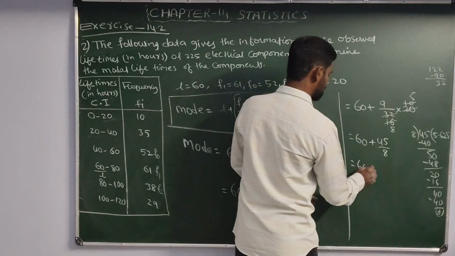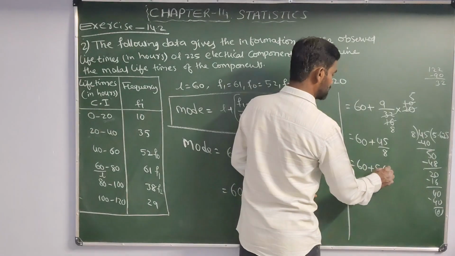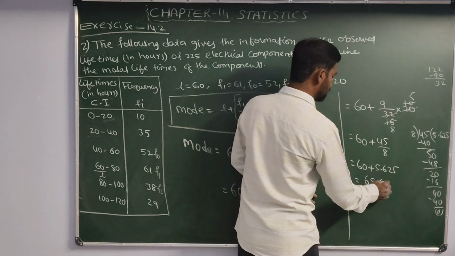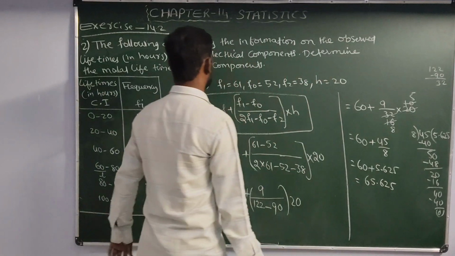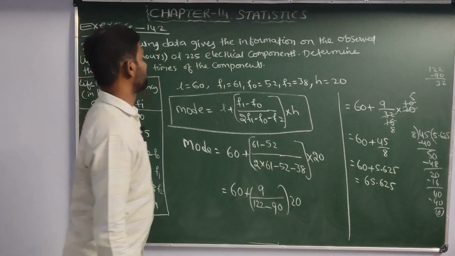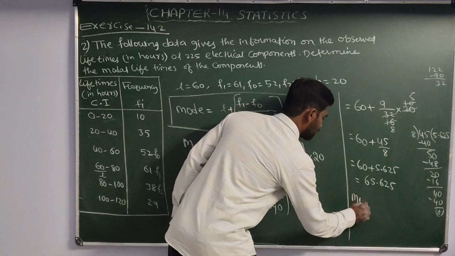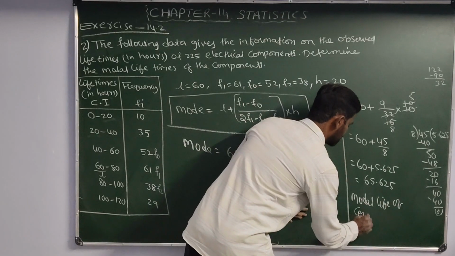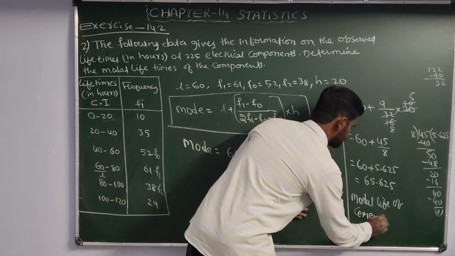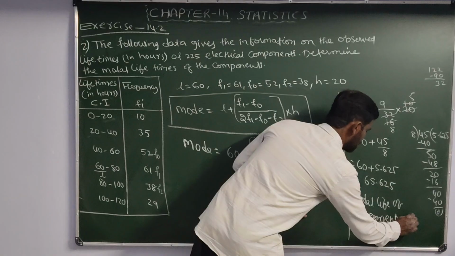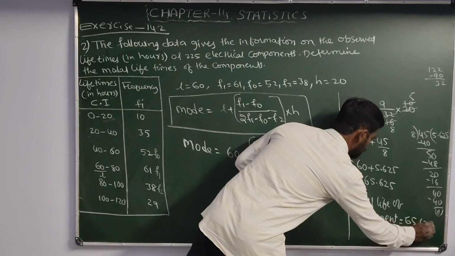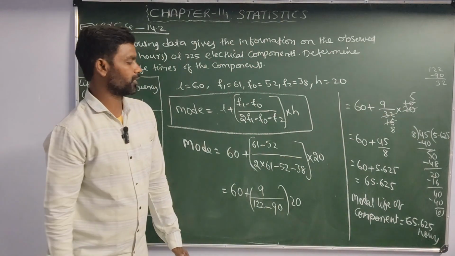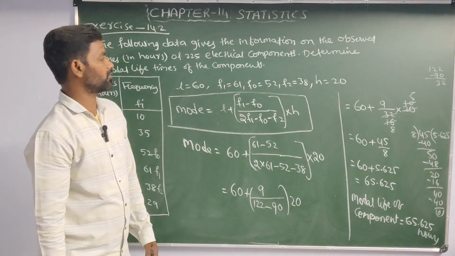So that is equal to 60 plus 5.625. That is equal to 60 plus 5.625, which is 65.625. Therefore, the modal life of the component is equal to 65.625 hours.